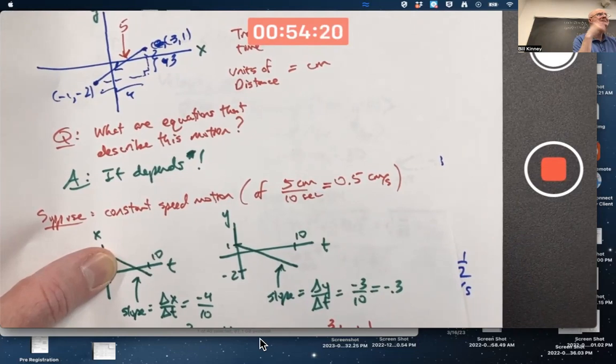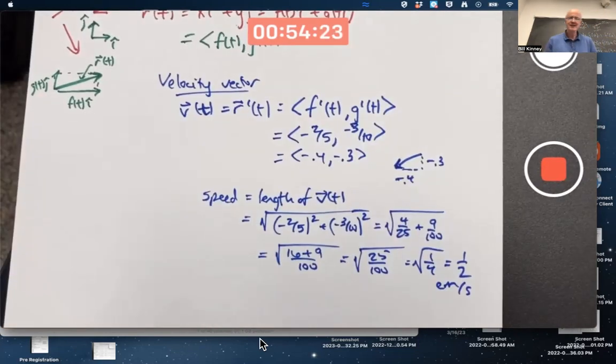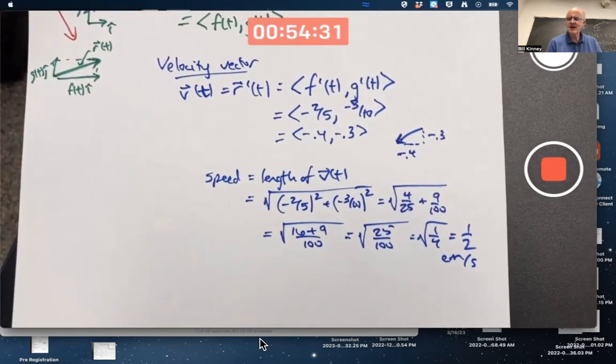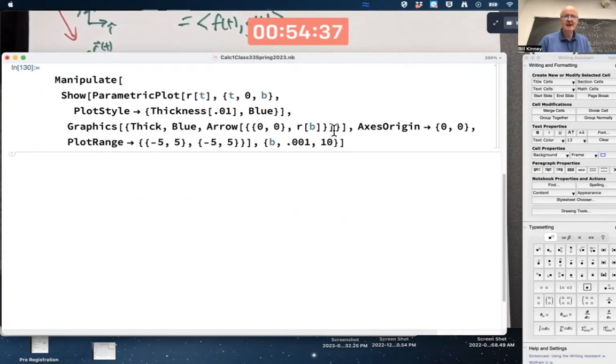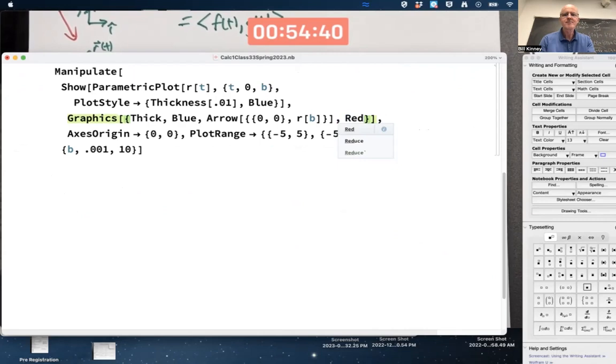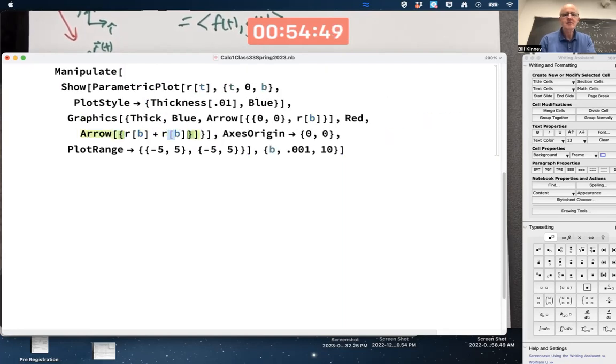All this stuff generalizes in some really cool ways. Hang on here. Take a breath. That's the speed, that's the velocity vector. I can put it in this picture by adding another arrow. Let's make it a red arrow. Again, don't worry about the syntax here. I got to make sure I get the syntax right. Let's make this even thicker, a thicker arrow.